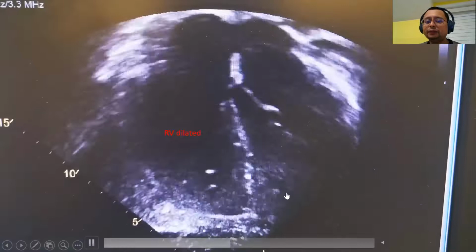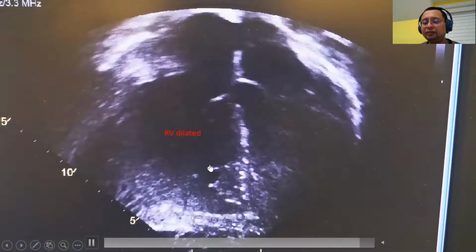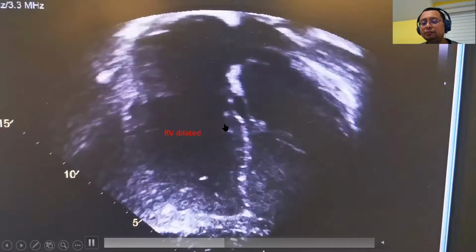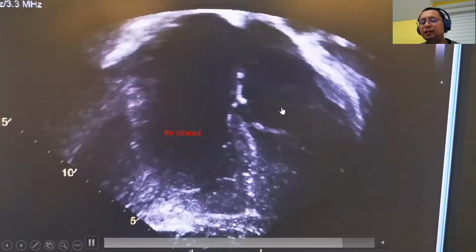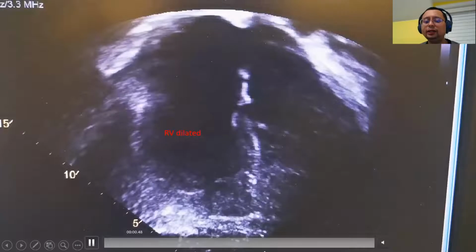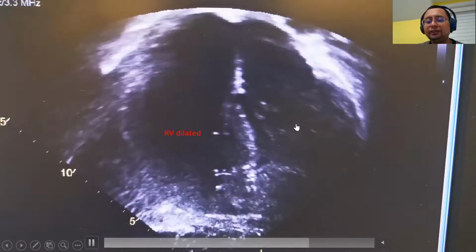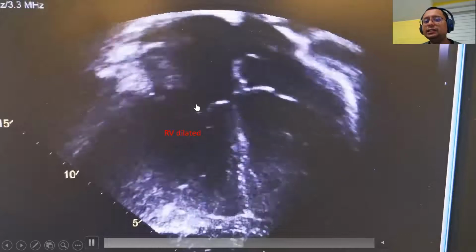This is an apical four-chamber view. That's the left ventricle, left atrium, and right atrium. Look at the attachment of the tricuspid valve, which is slightly apical to the mitral valve. That is normal. If this is absent, then you have L-transposition of the great arteries. That's normal. And the RV is still dilated.